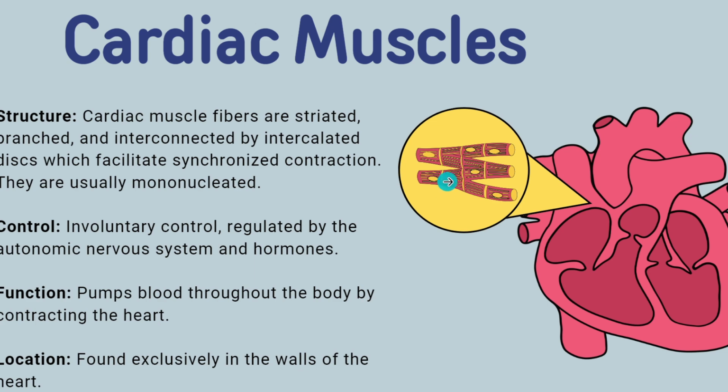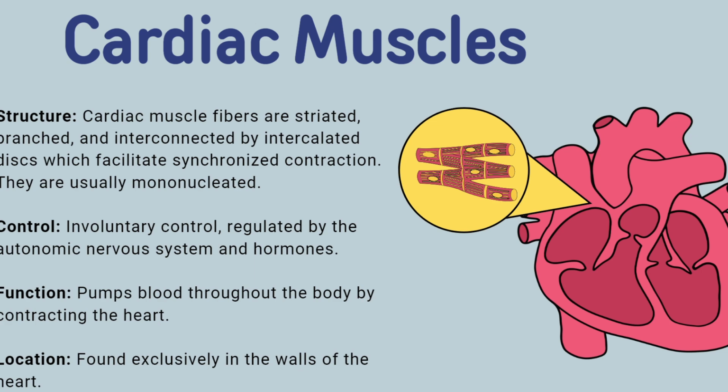Other than that, we can see that there are multiple nuclei. We cannot see these ones. The figure is not that good, but well, that's that. They are branched, which we can see as well. So, what I said earlier, that these have intercalated discs, right? These intercalated discs facilitate synchronized contractions, so your heart doesn't have irregular beats, because it's required for blood circulation.